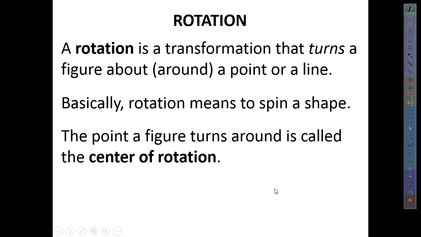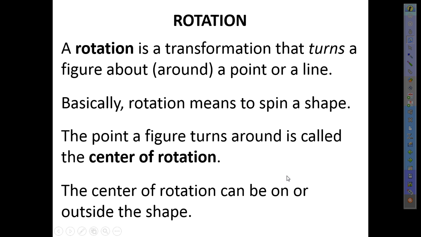You just want to remember that so far, everything we've done, the shape has stayed the exact same shape. We're moving it in some way. Translating is to just slide it up and down or left and right. Reflection is to flip it over. And rotation is to spin it. But the shape itself stays exactly the same shape. We're just moving it. The center of rotation can be on or outside of the shape. It just depends on how you're spinning it.